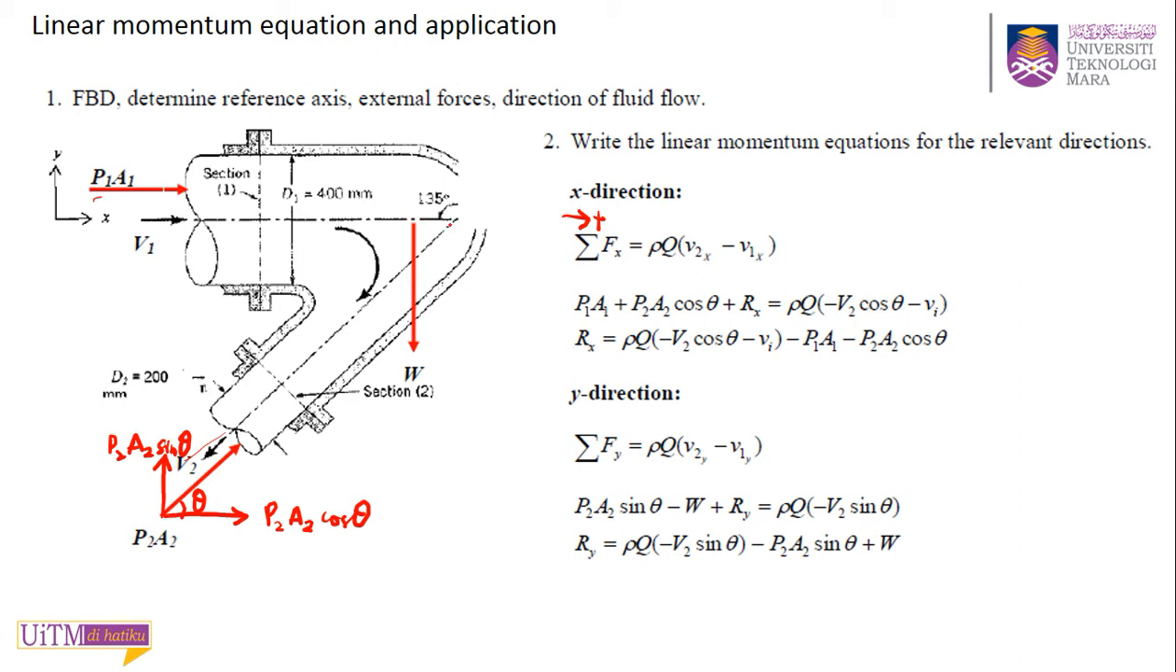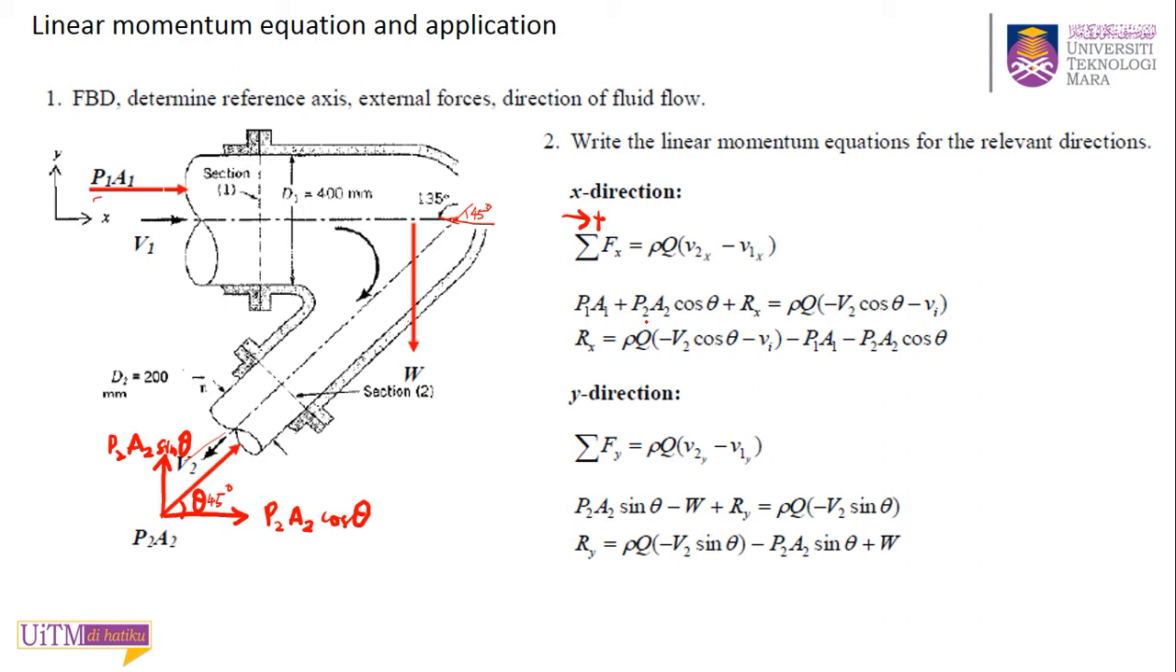So this is 135, maksudnya ni ialah berapa? 45 kan, 45 degree. So your angle here is 45. Ni 45 lah maksudnya angle ni 45. Betul? Betul sir. Okay. So you need to know this, because you will use this angle in your calculation kan. So this will be P2A2 cos theta, and this will be P2A2 sin theta.